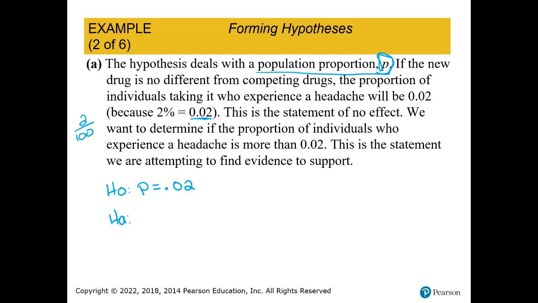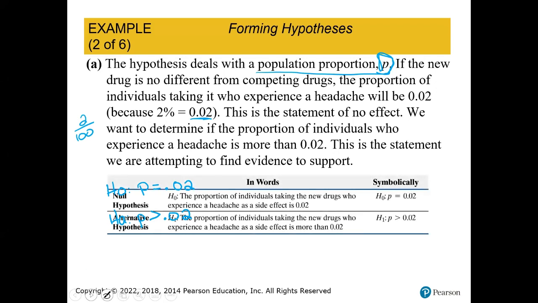Our alternate is what we are trying to show or claim now. So the researcher wants to know if the proportion is more than that 2%. So I'm going to use a greater than 0.02 because they want to know, is it more than that value? And that is all here as well, explained just in the book's terminology here.